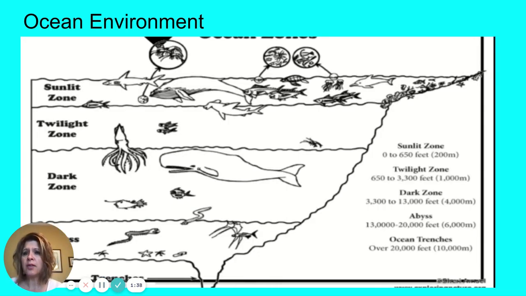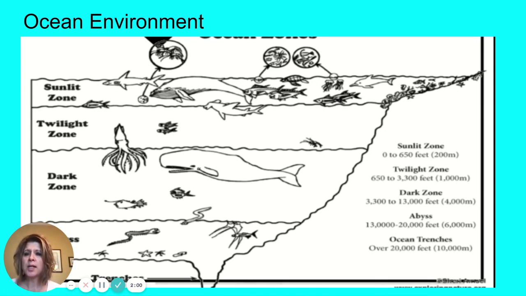Now, if you look here, this is a diagram that shows the different levels of our environments. We have what is known as the sunlight zone. I bet you didn't know what that is. I bet that's the zone that mainly has sunlight. It's the shallow part of the ocean. And that is where most of our animals live, because that's where the plants grow.